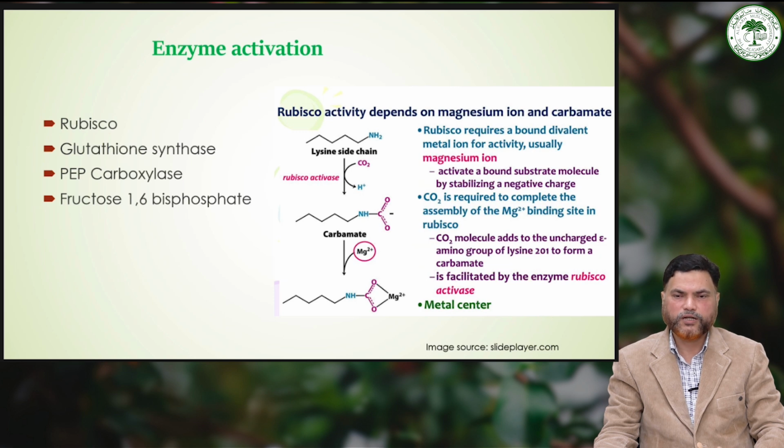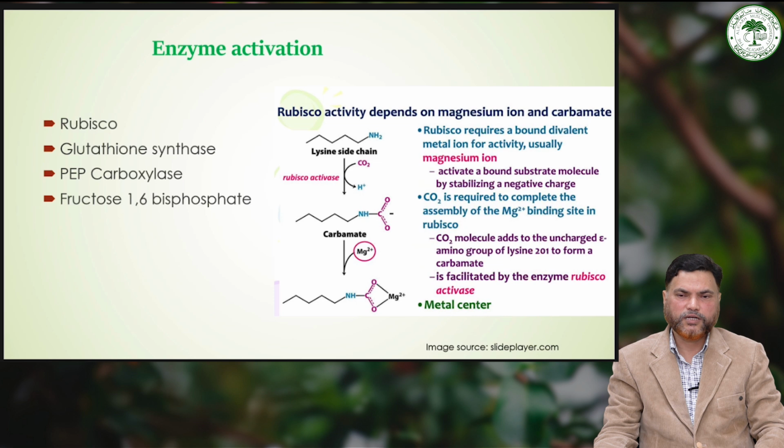In addition to this, magnesium is required for the activity of rubisco, which is inactive in the dark and gets activated in the light. Rubisco is activated by the binding of carbon dioxide and magnesium ions to the lysine residue near the active site, which brings about a conformational change and stability of the active form of the enzyme.